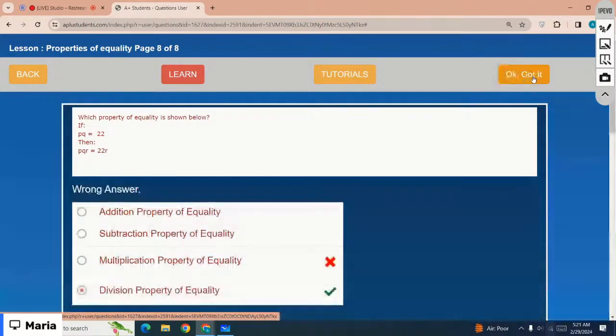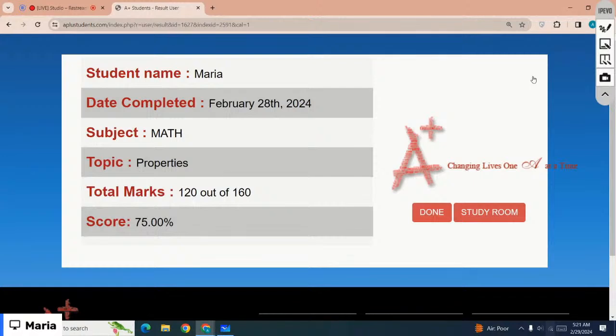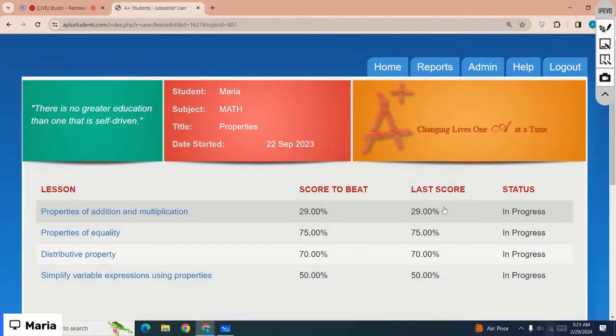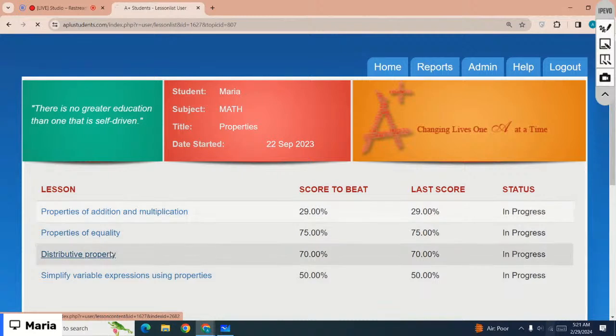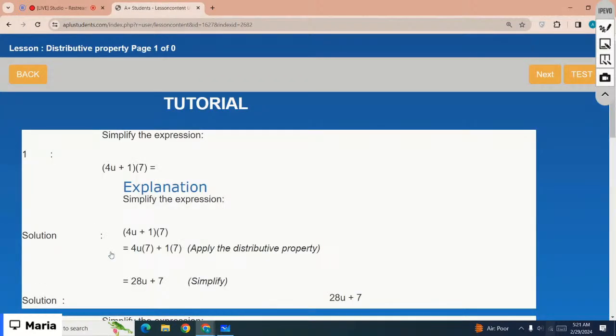Okay, we are done with the lesson. Let's just move on to the next lesson. And the next lesson is the distributive property. Let's just start with the distributive property. The distributive property is very, very important. When we're working on math, we use the distributive property most of the time, right?